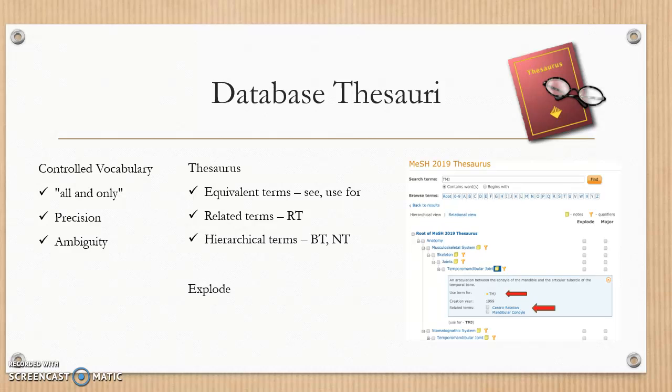Thesauri can also provide an explode feature. With this feature, terms are exploded to retrieve all references indexed to the term, such as related terms, as well as any narrower terms in the hierarchy. This enables you to further expand or reduce results by combining terms with Boolean operators.